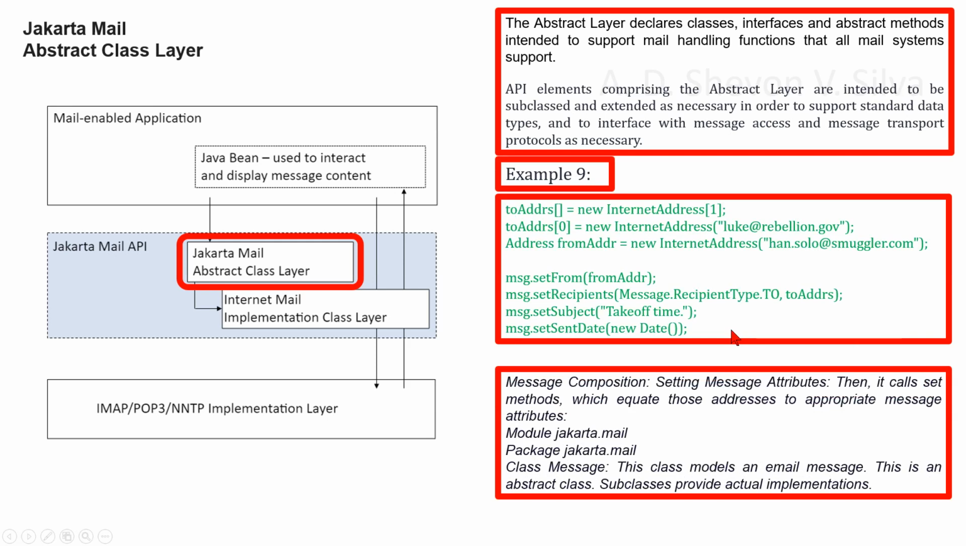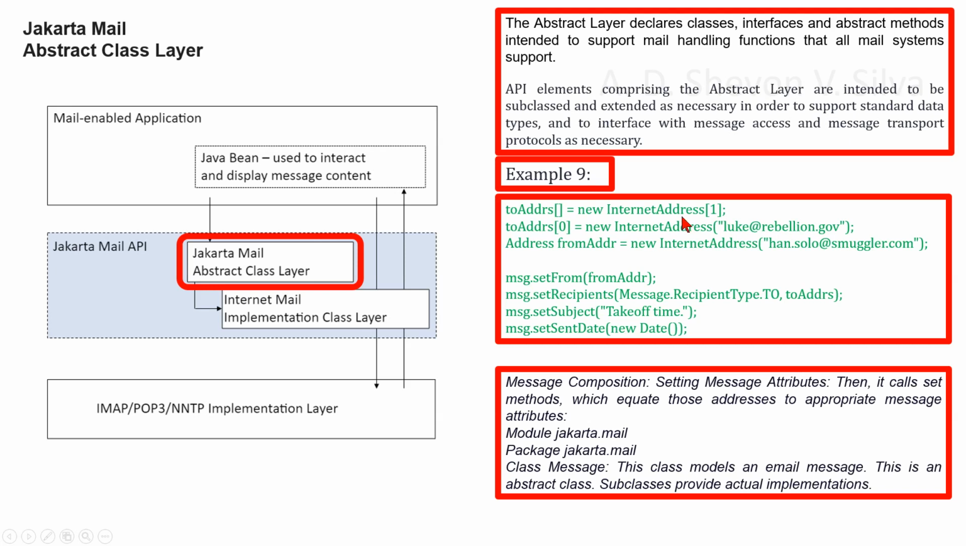Now we are considering setting message attributes in message composition. Then it calls a set of methods which equate those addresses to appropriate message attributes. The class Message in package jakarta.mail in module jakarta.mail. This class models an email message. This is an abstract class.